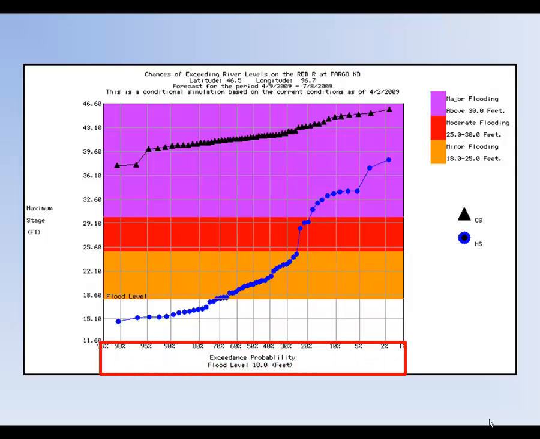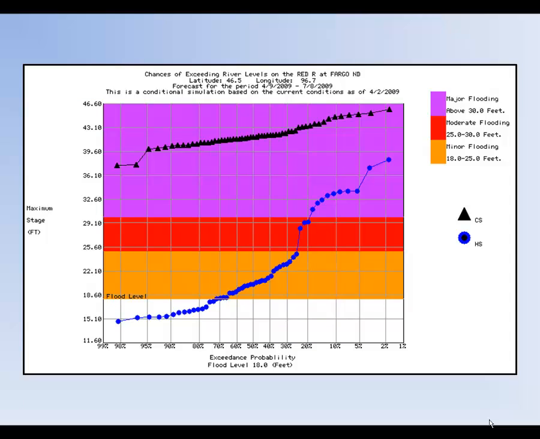The horizontal axis shows the percent probability a river stage at a specific point will be reached or exceeded. The vertical axis shows the river stage, which is measured in feet above a predefined base level and is site-dependent, meaning a river stage at one location is not the same as a river stage at a different location.